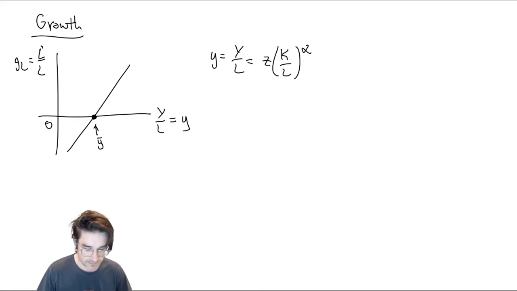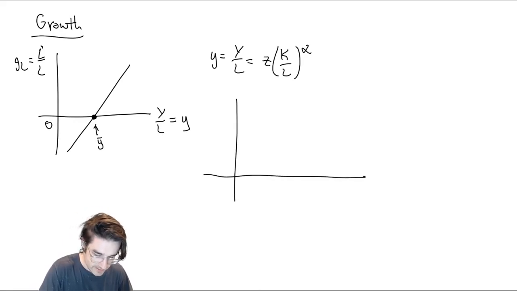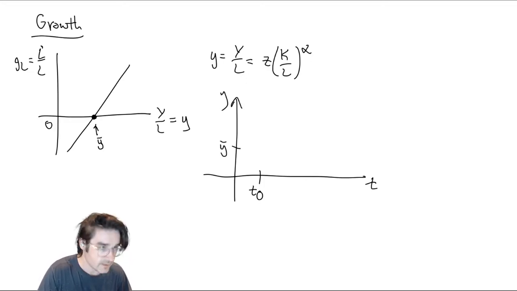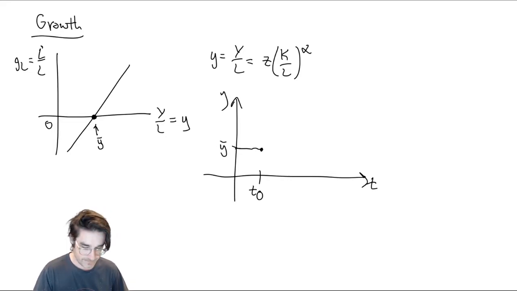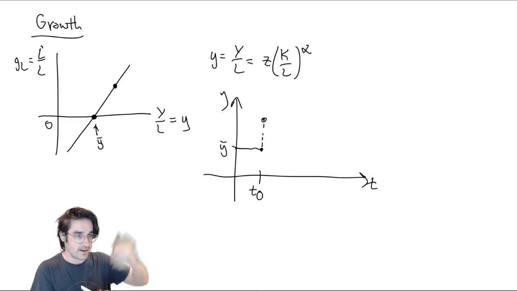Maybe I'll also draw an actual time path of y. Here's some time T0. We're at Y bar, this is y, and T is our x axis. So we were going along unhappily at Y bar. There's this improvement in technology and that causes a discontinuous jump up here. And the question is what happens after that. On the graph on the left, that means we're going to be at some higher point, both farther to the right, but on that line also higher up.